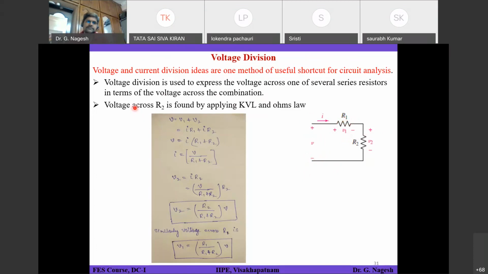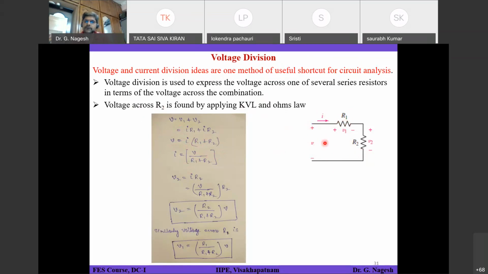For this expression, the voltage across R2 is found by applying KVL. Simply apply KVL: V is equal to V1 plus V2. V1 is I into R1, and V2 is I into R2. Taking I common, V equals I into R1 plus R2. So the current I is equal to the total voltage divided by the sum of the resistors, R1 plus R2. This is the total current I.